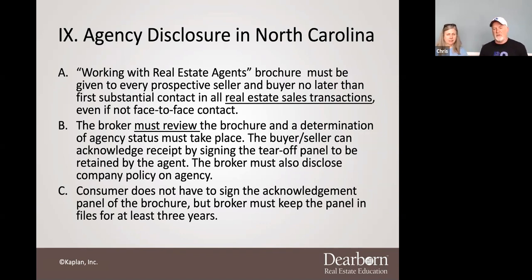So I would just go over the form at that time as well and have them sign. The form is designed so that the last page, you can actually have them sign acknowledging that you went over it. You give them the other pages so they can read it, so they understand agency. But that's the way you go over the Working with Real Estate Agents brochure.